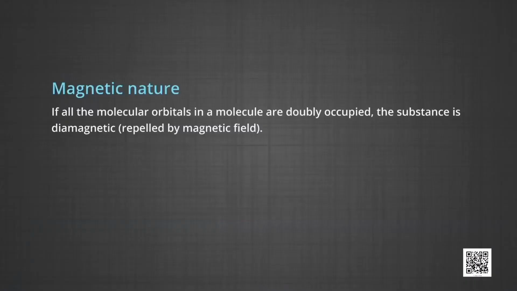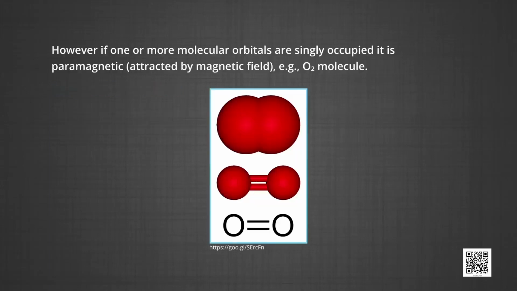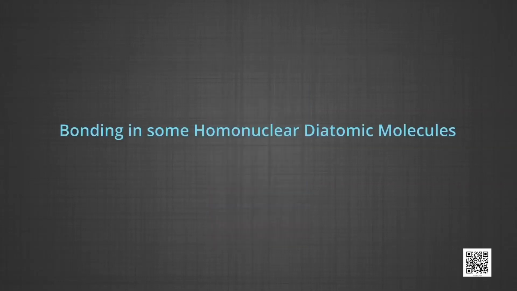Magnetic nature. If all the molecular orbitals in a molecule are doubly occupied, the substance is diamagnetic. That is, all electrons are paired and it is repelled by the magnetic field. However, if one or more molecular orbitals are singly occupied, that is, unpaired electrons are there, it is paramagnetic, it is attracted by the magnetic field. For example, the oxygen molecule.